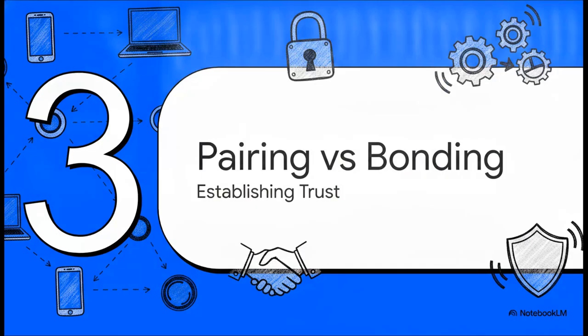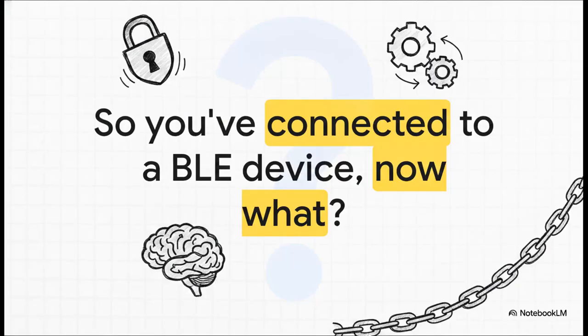All right, let's transition over to Section 3, pairing versus bonding. We've got our network architecture down, but how do these devices actually establish trust? I really want you to think about this for a second. You've connected to a BLE device. Great. Now what? Well, if you just want to read public, non-sensitive data, you may be totally done. But if we're talking about private health data, sensitive controls, or long-term relationships between devices, a simple connection just doesn't cut it. You need security.